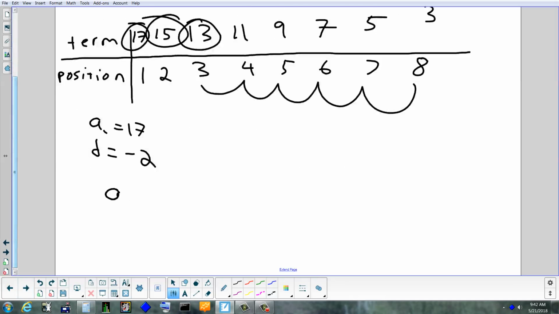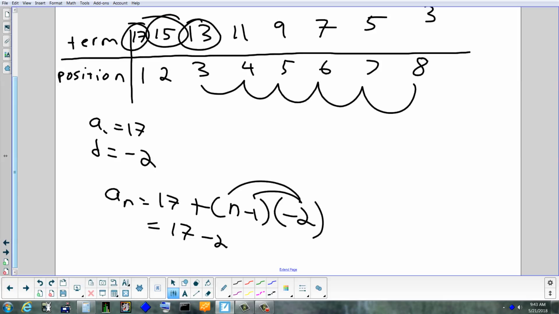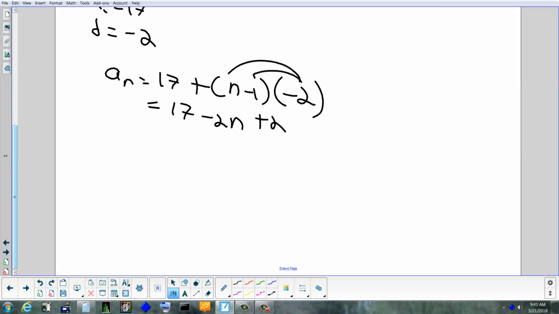All right, so my formula: first term plus n minus 1 times the common difference. I messed that up, sorry about that. So now we get 17 minus 2n plus 2, which is going to give me -2n plus 19.